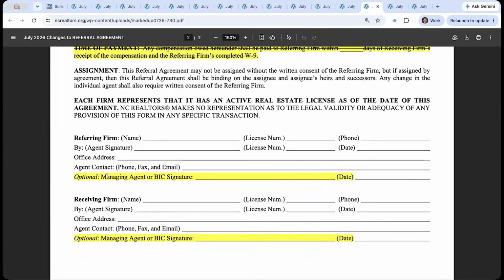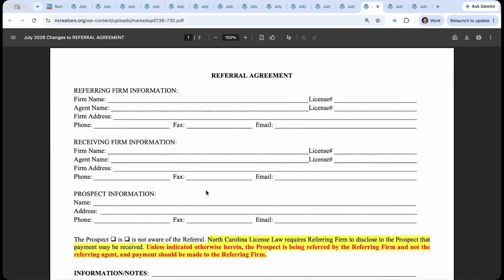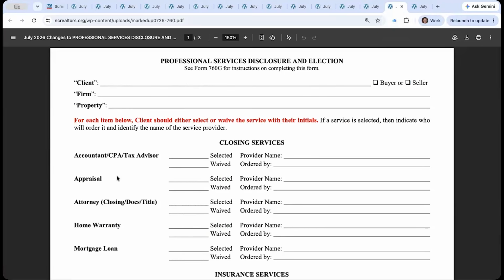And now also, depending on the circumstance, some firms want the managing agent or BIC signature. So that's on here as well. Okay. So just be aware of that. That's an important one for a lot of you, especially if you're contemplating a transition to a firm, then you want to make sure that's something that is clear.